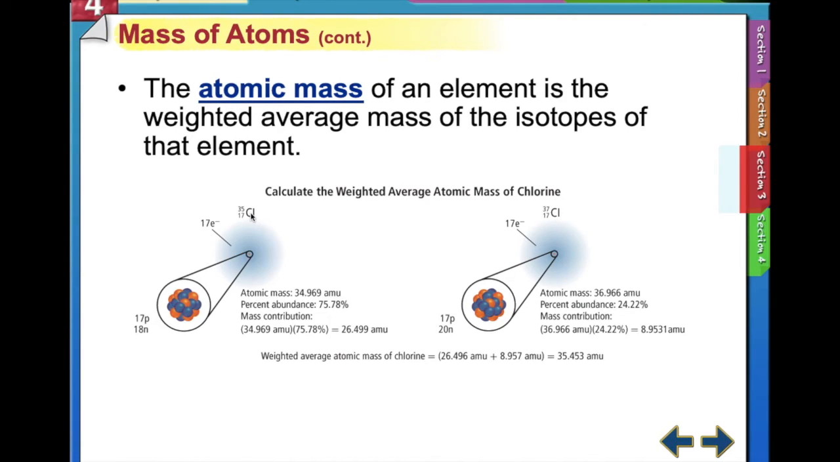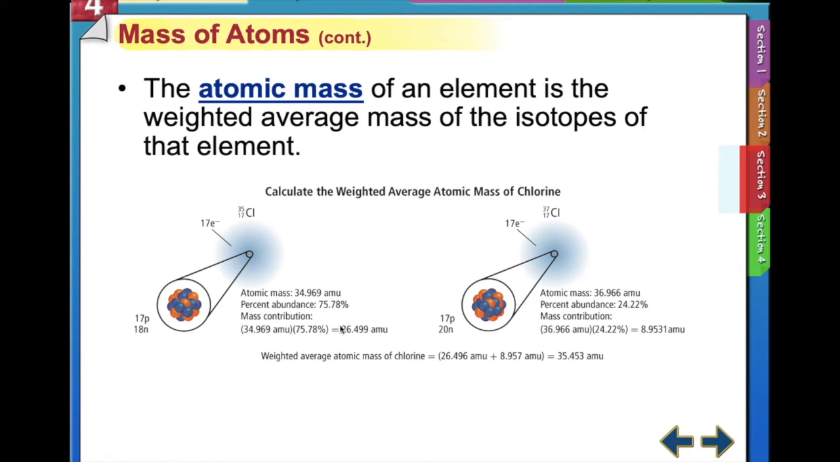So again, can I zoom in? No, I can't zoom in. But the 35 is your mass number for this isotope. The 17 is the atomic number. So we look at the nucleus. We've got 17 protons. We subtract the 2. We've got 18 neutrons. And now we've got some additional information over here. We've got the atomic mass right there. And then we have the percent abundance, 75.78%.